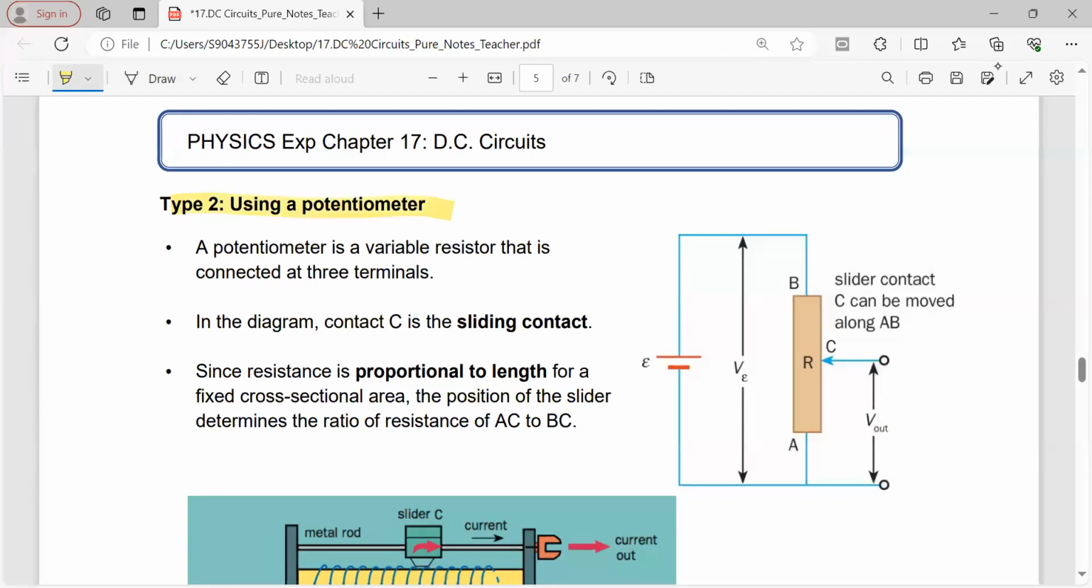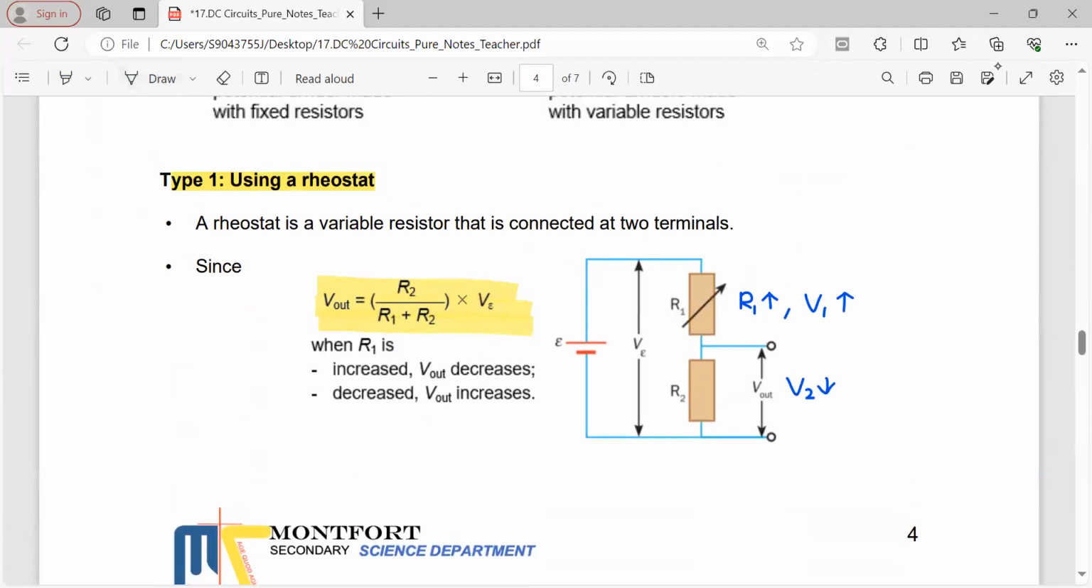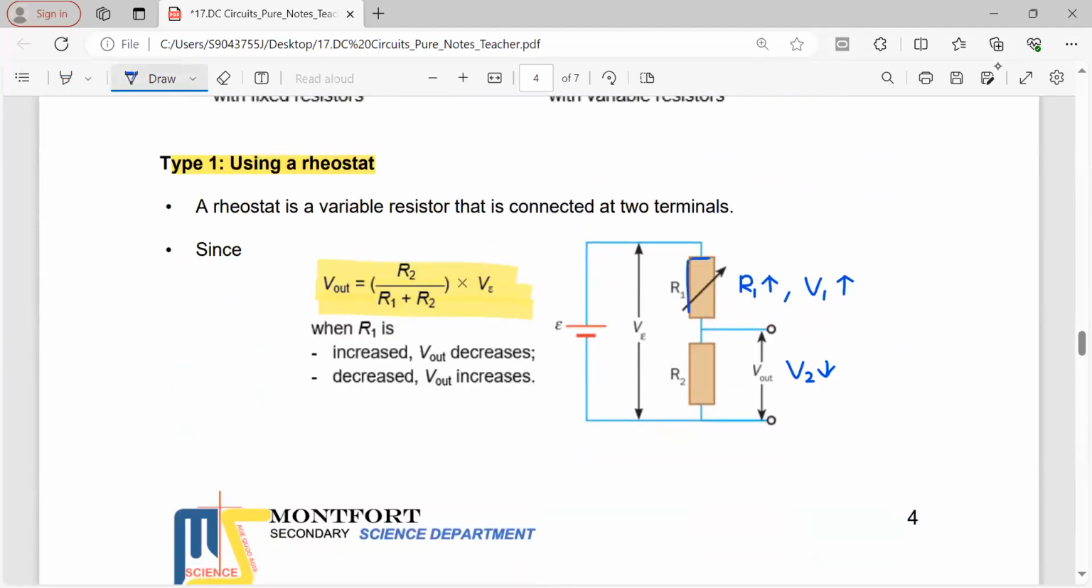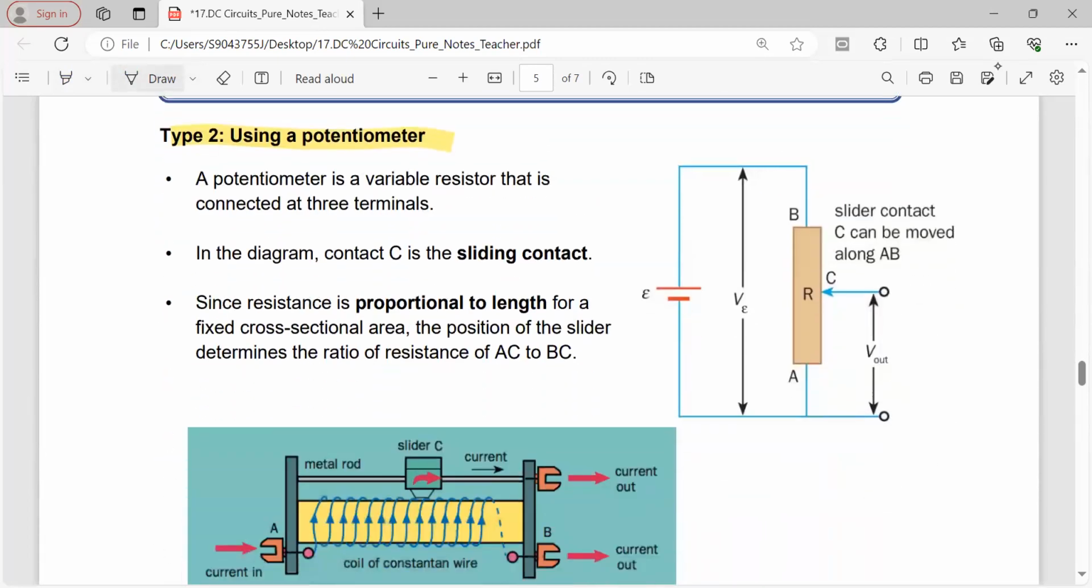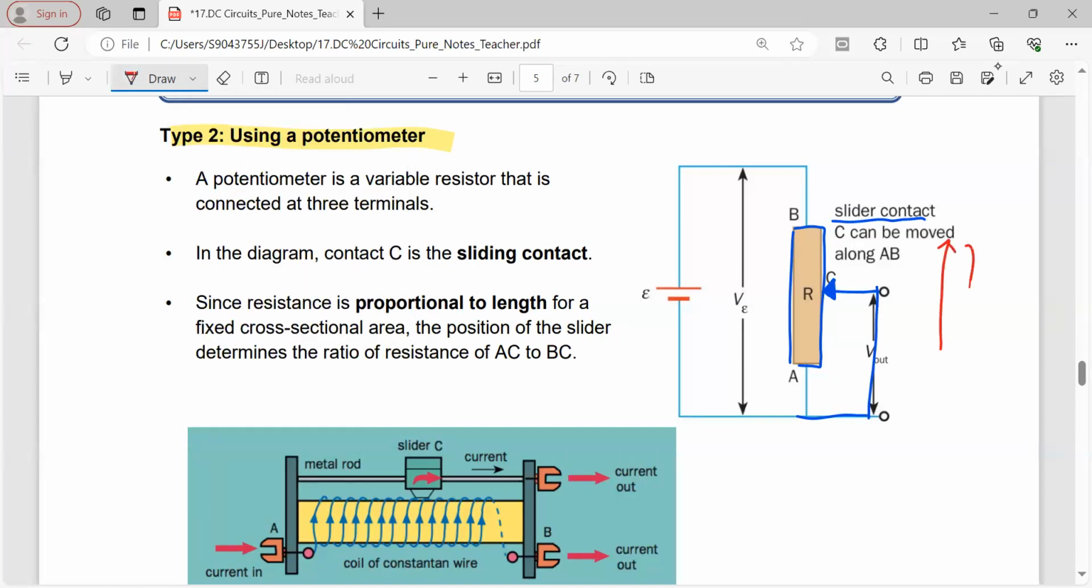Next, let's look at a potentiometer. You can see that the design is slightly different. You only have one component for a potentiometer versus a rheostat. So for a rheostat, you have two components. One here, a variable resistor, and one with a fixed resistor. Potentiometer, just one block with a slider contact. So there's a slider contact here. This slider can move up and down. It can be moved up or it can move down also.